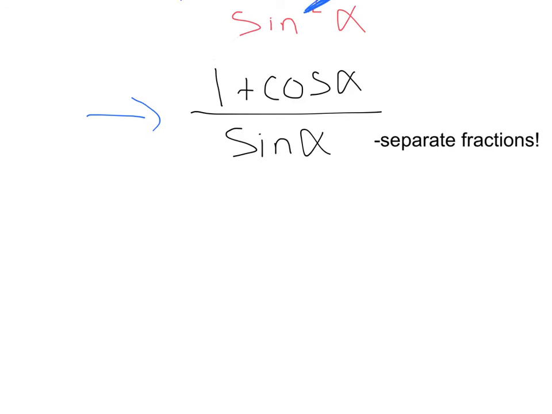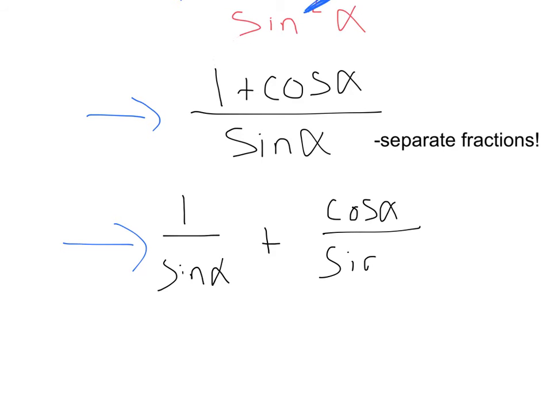So we're going to reverse combining our fractions now. Check this out. That's going to leave us with 1 over sine alpha plus cosine alpha over sine alpha, right? If we combine these, they have common denominators. That would be 1 plus cosine alpha over sine alpha. We went backwards, splitting this fraction up.